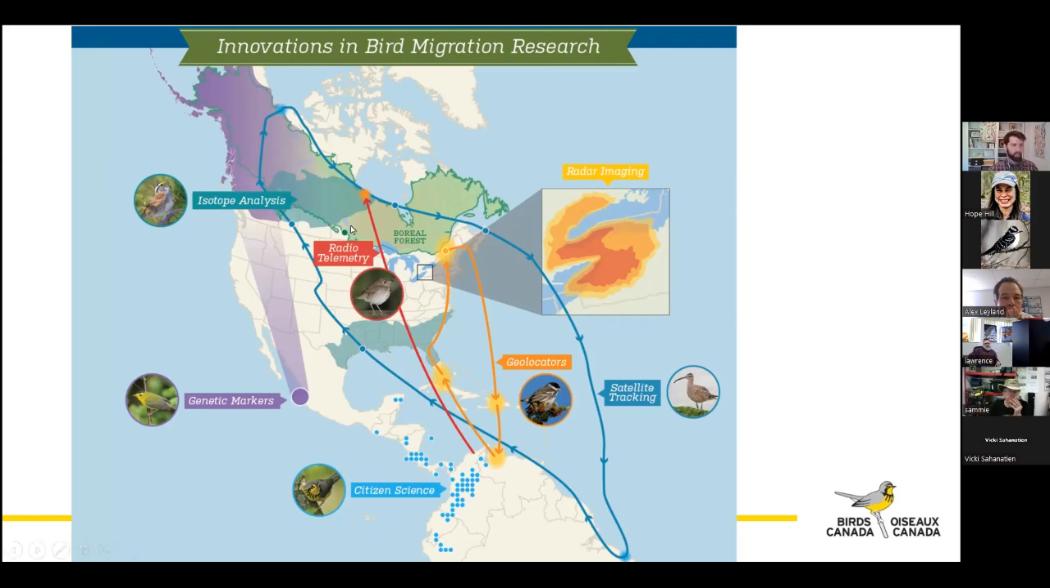Things like looking at genetic analysis, genetic markers. So if you have, again, a feather sample or a blood sample from a bird, you can tell what population it came from. And the things I'll talk about more today, like radio telemetry and tracking where a bird actually moved, or citizen science, talking about where birds have been seen and putting that together at a big scale to see where birds are moving.